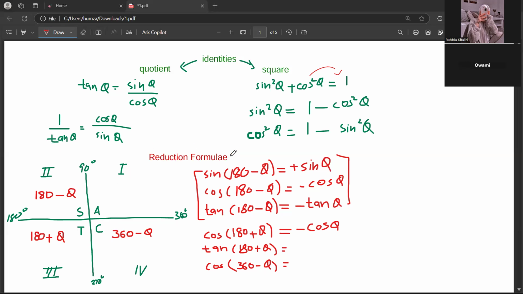Now, when we are looking at reduction formulas, there are three reduction formulas we looked at. There is 180 minus theta, there is 180 plus theta, and there is 360 minus theta. Like we said, when we draw the Cartesian plane and C, A, S, T, A will always come in the first quadrant, S will always come in the second quadrant, T will always come in the third, and C in the fourth. So they are the houses of these, right?